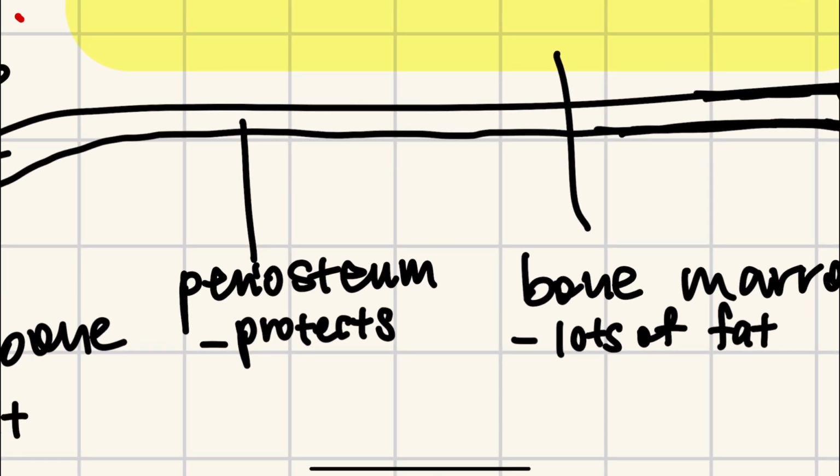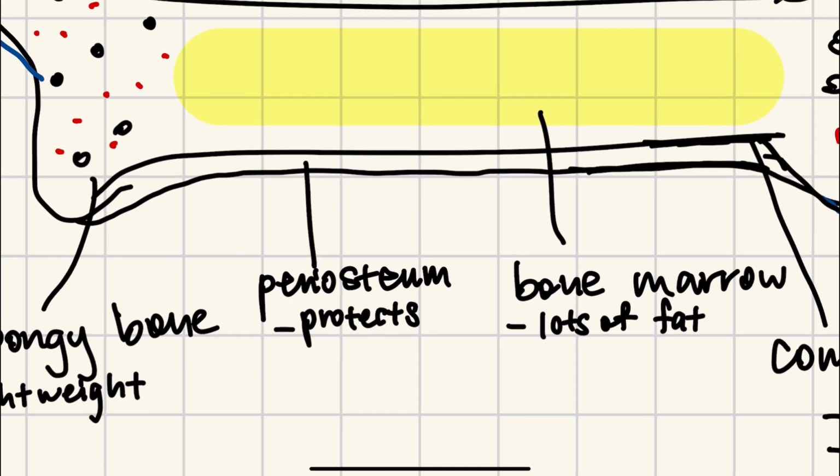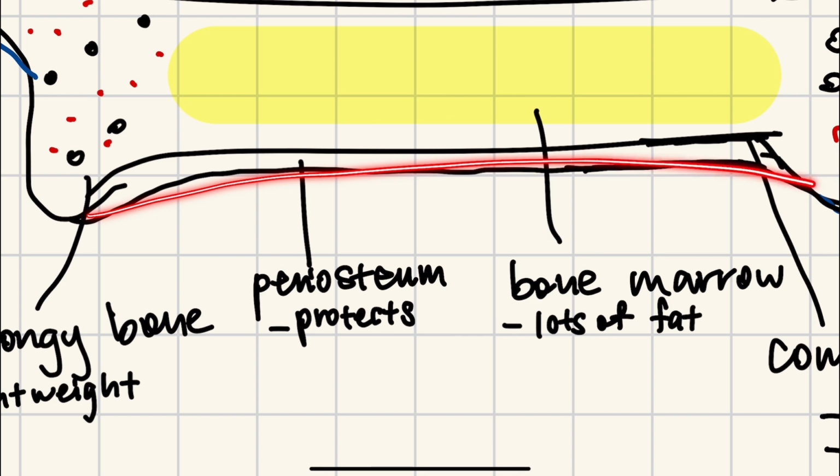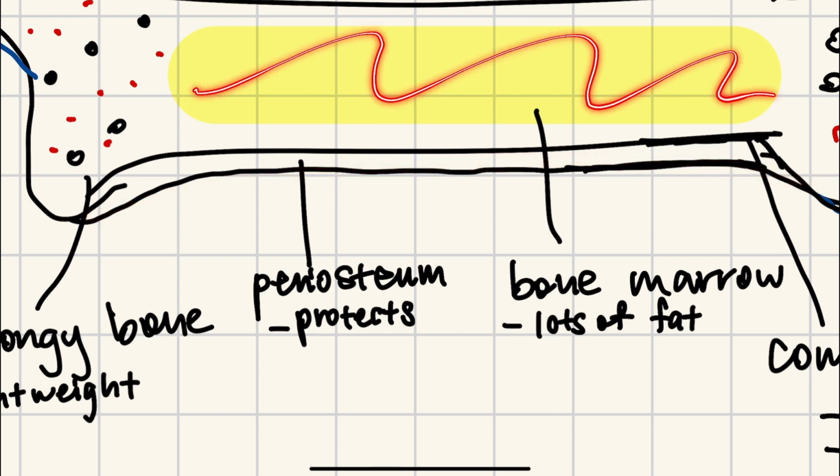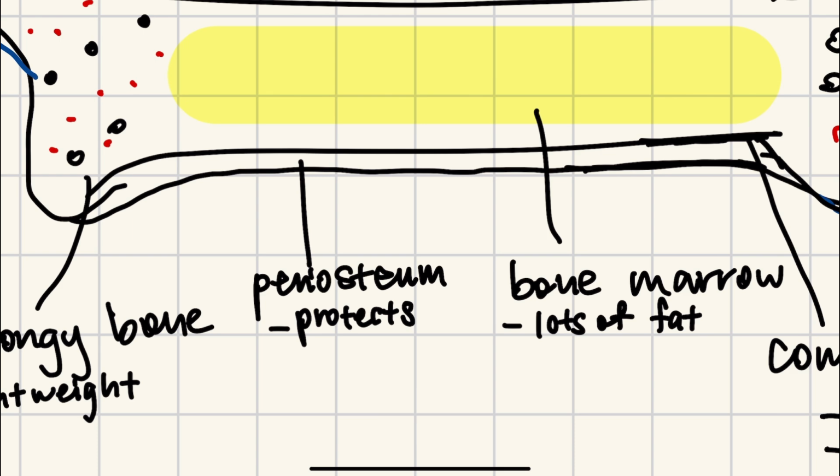Next, we have the periosteum. The periosteum is a tough outer layer of the bone that protects it. In the center, we have the bone marrow. The bone marrow contains a lot of fat, which also contains nutrients, which is needed for the health of the bone.